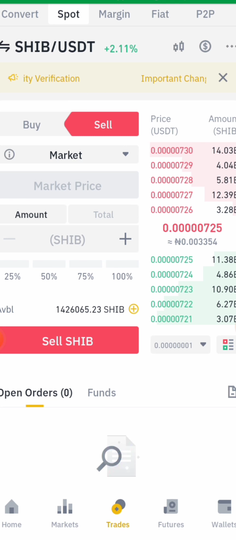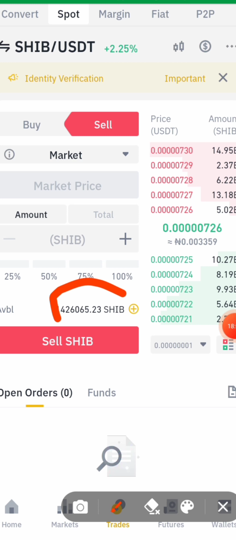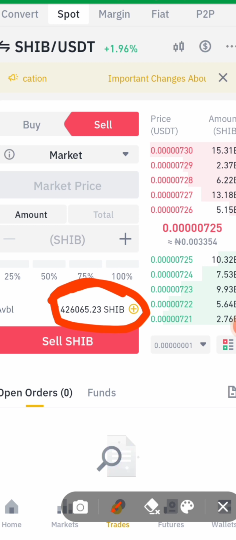Don't get yourself confused. Now, let's say we want to sell our SHIB. If you look at this place, this place always shows you the available amount of that very coin that you're trading on. So it's showing me the total amount of SHIB that I have here in my wallet. It's over 4 million. Okay, let's forget about that.